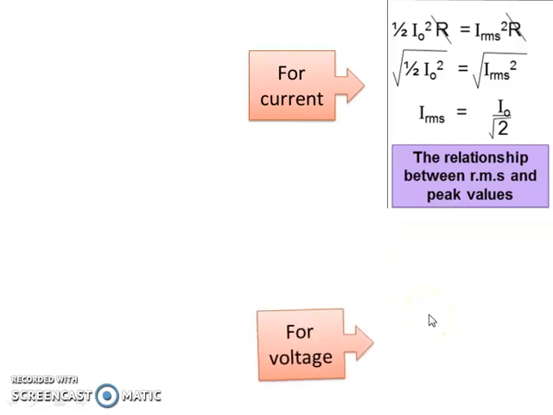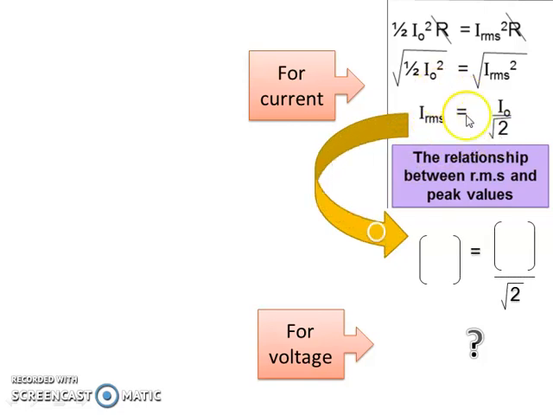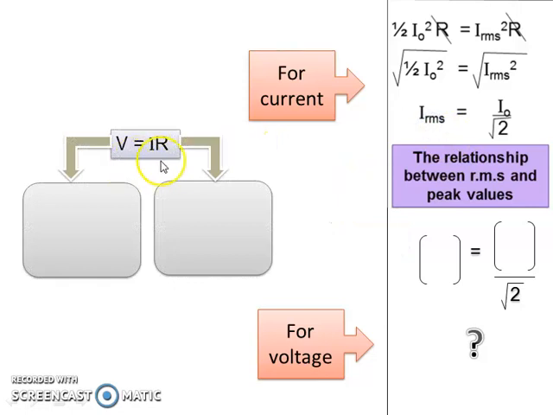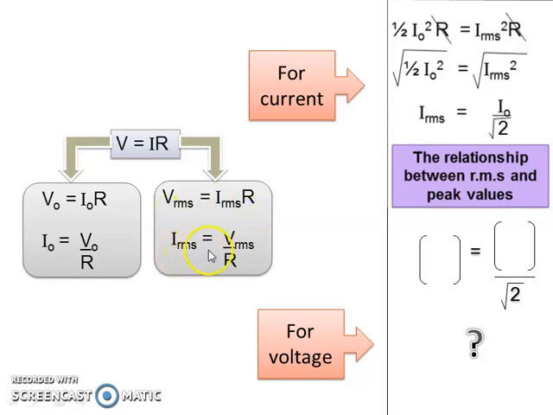Next we are going to do it for voltage. We use the same equation, V equals IR, to relate with IRMS. So V peak equals I peak R, and for V peak I must also use I peak, which means the maximum current. Rearranging this equation, I naught equals V naught over R, or I peak equals V peak over R. So VRMS equals IRMS R, therefore IRMS equals VRMS over R. Now we substitute into the equation: I peak equals V peak over R, and IRMS equals VRMS over R. Cancel out R, so we get VRMS equals V peak over square root of 2.